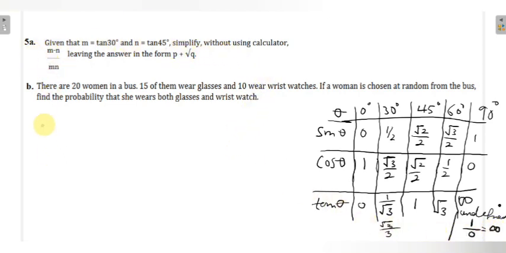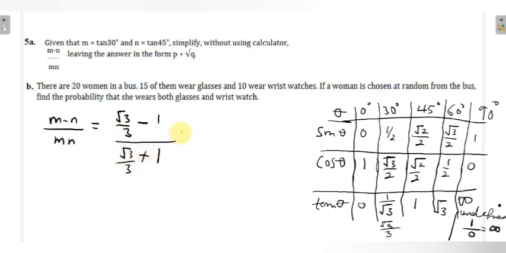So we have (m minus n) all over mn. That will be equal to, m is tan 30 degrees, so I'll write tan 30 degrees as root 3 all over 3, minus n, which is tan 45 degrees. And from my table, tan 45 degrees is 1, divided by m, that's root 3 all over 3, times 1. So this will be equal to, I'll just take the LCM of this.